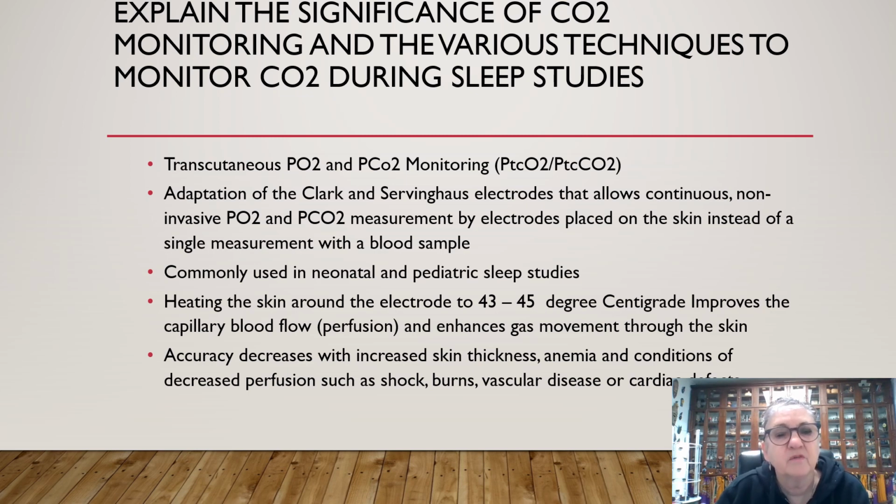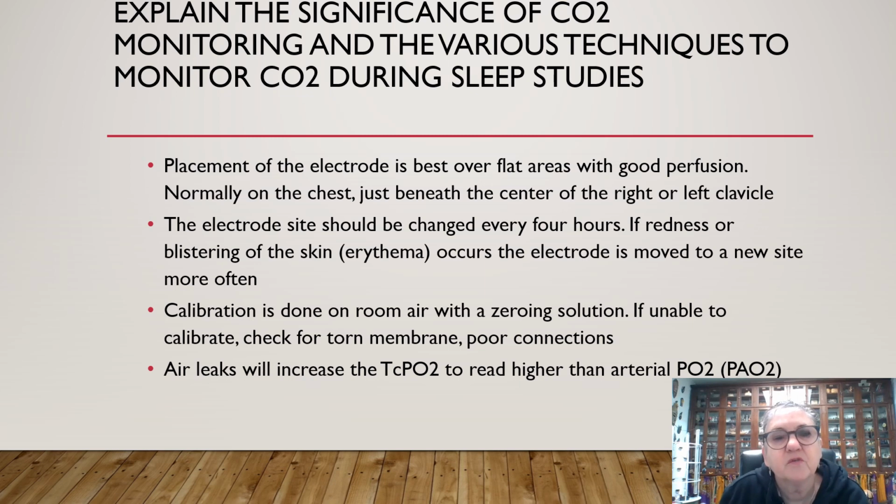Heating the skin to around 43 to 45 degrees centigrade improves the capillary blood flow perfusion and enhances gas movement through the skin. Accuracy decreases with skin thickness, anemia, and conditions of decreased perfusion such as shock, burns, vascular disease, or cardiac abnormalities. Placement of the electrode is best over flat areas for good perfusion. It's normally on the chest, just beneath the center of the right or left clavicle.